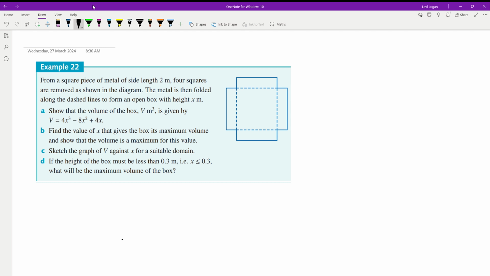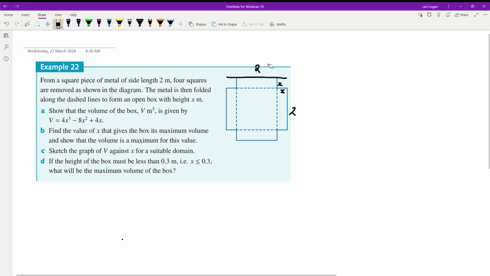Okay, so what we know is that this is 2 meters here. So not this, just that thing here, okay? Because then 4 squares were cut out. So the 4 respective squares are here, here, here, and here, okay? And we're told that they have a height of x meters, okay? So that means this needs to be x, okay? So if that was 2 meters and that was x, and since there's a square, that's also x.